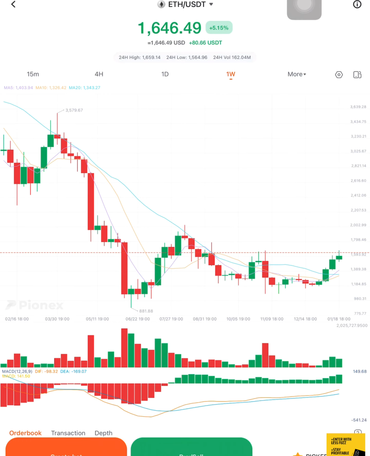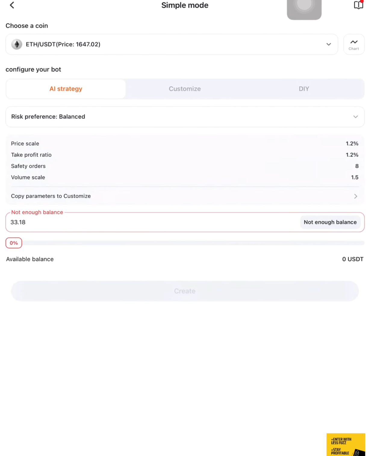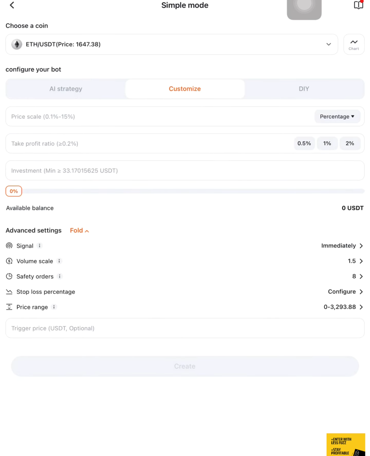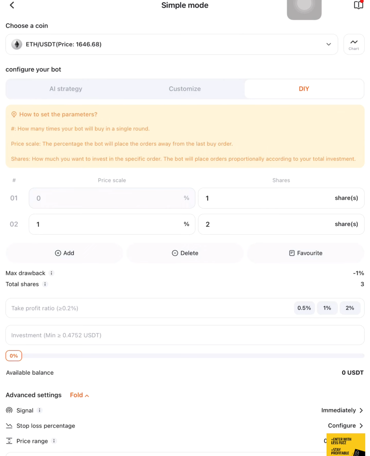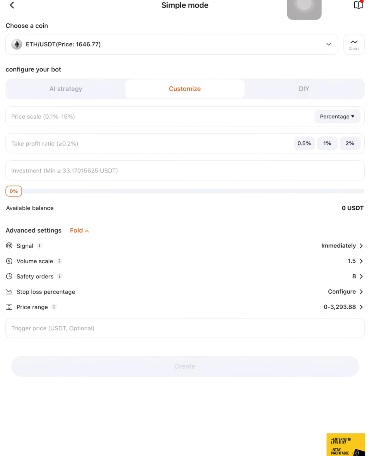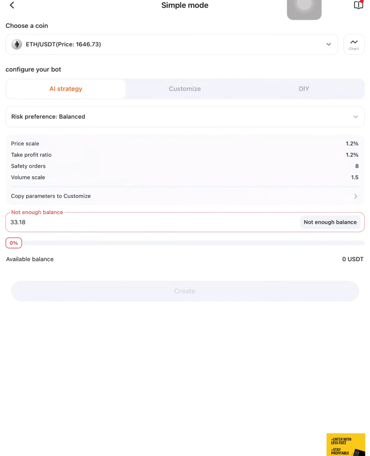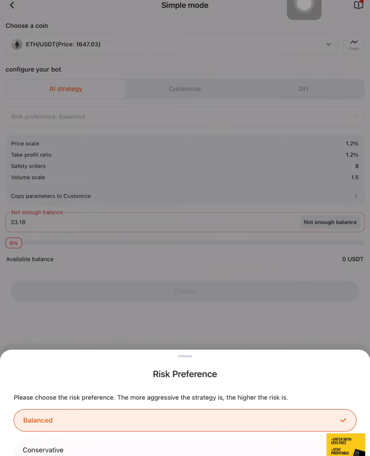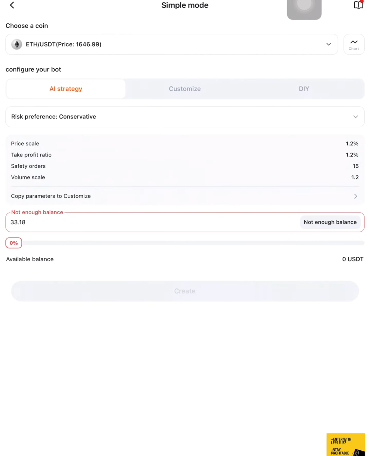So what happens here is it tests this resistance, and I have set a Martingale bot, and let's do it. When we go into the configuration of the bot, there's the AI strategy, and then we can also do it by ourselves, which is DIY. I would first recommend going with the AI strategy. In the AI system, there are 2 strategies, which are balanced and conservative.